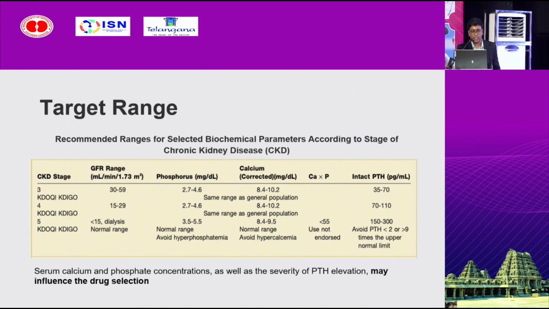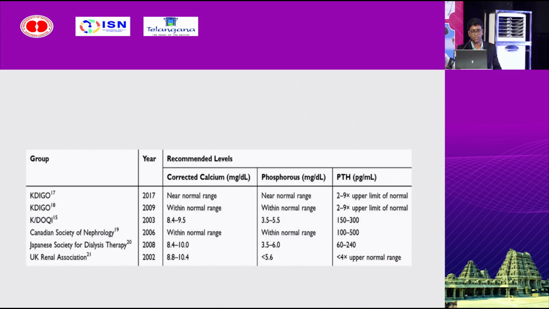And what are the target ranges recommended by KDIGO? The levels of phosphorus in stage 3 and stage 4 need to be maintained in a range of 2.4 to 4.6, and calcium 8.4 to 10.2, and PTH between these ranges. And in stage 5 there is some leniency for the phosphate level, that is, 3.5 to 5.5 can be maintained, and PTH needs to be maintained between 2 to 3 times the upper limit of normal. The other guidelines recommend the following ranges.